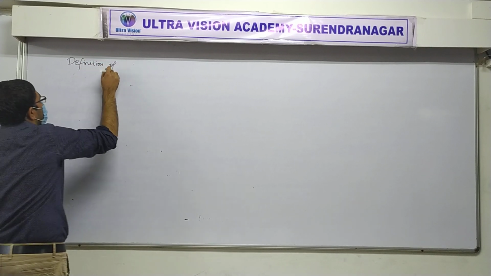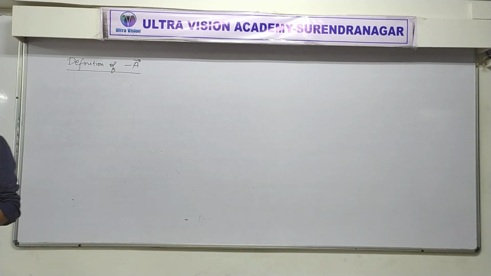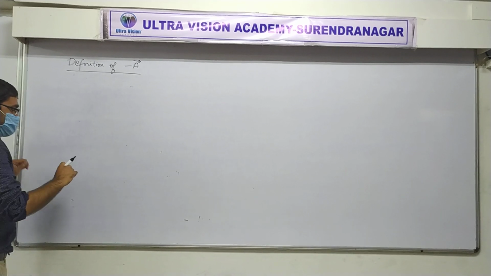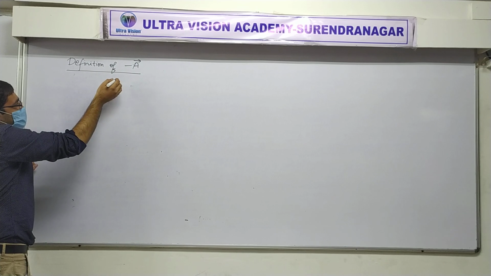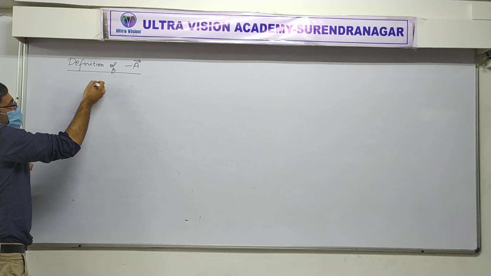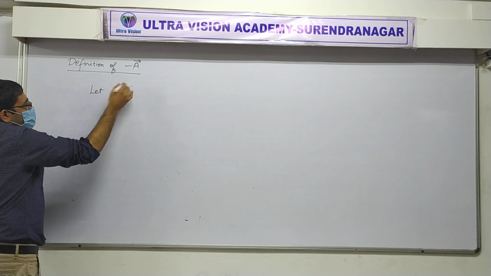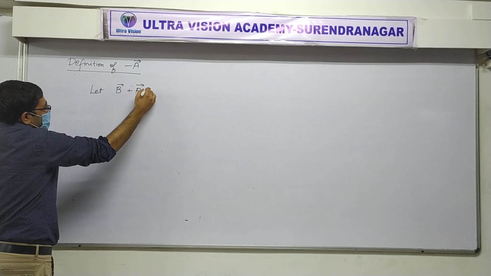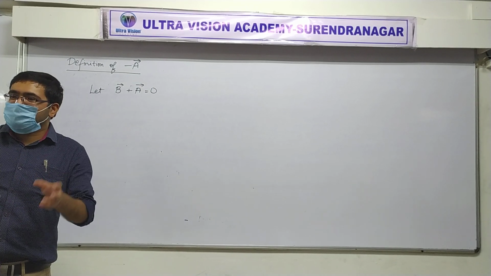Definition of minus a vector: what happens if you put a minus sign in front of a vector? Let's understand this first of all by using the triangle law of addition. Suppose we define a b vector such that when we add it with a vector we get 0, so they cancel each other.